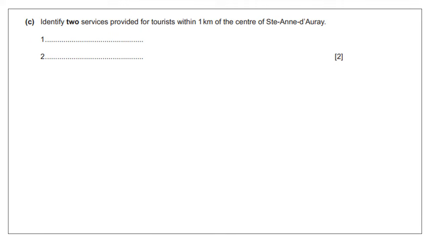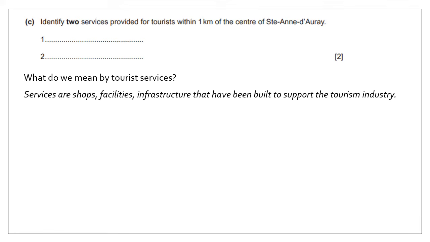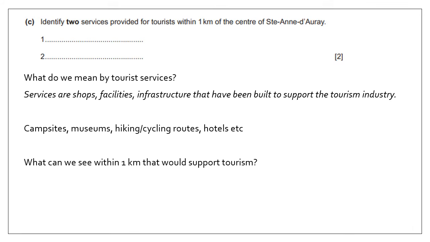Okay, another particular question might ask you to provide information on tourist services. So here, from the map extract, I need to identify 2 services provided for tourists within 1 kilometre of the centre of the town. So what do we mean by tourist services? Again, it's anything that's there to allow tourists to enjoy the area. So, for example, that could be shops, facilities such as a campsite, public toilets, or infrastructure built like hiking trails and things like that, as mentioned here.